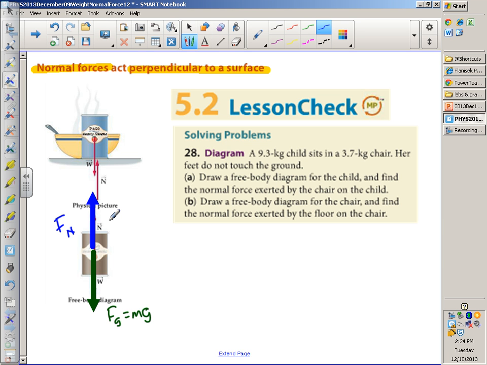So in this case here, in the case of the book, there's a force that points straight up from the table, right? In the case of you sitting in your chair, the chair is pushing straight up from the surface of the chair. In the case of me standing here on the floor pushes straight up, okay, always perpendicular. Now, how big that force is depends on what else is going on. So here, a 9.3 kilogram child sits in a 3.7 kilogram chair. Her feet do not touch the ground.